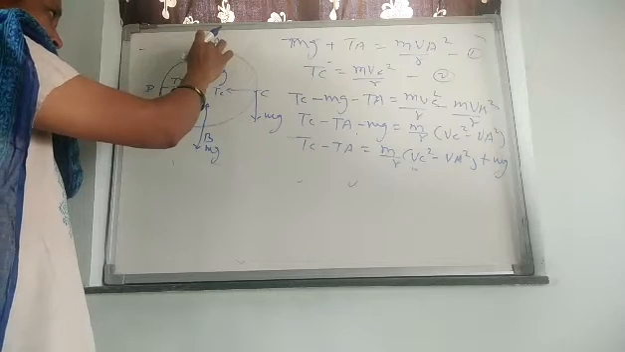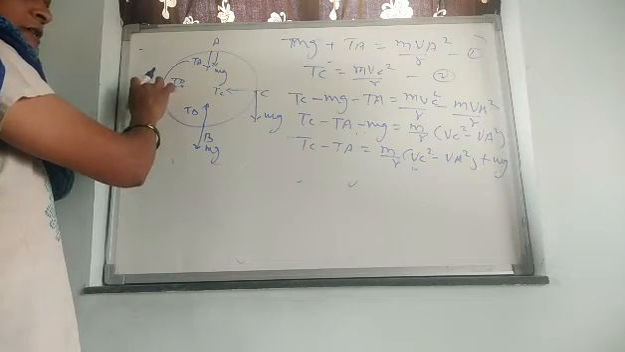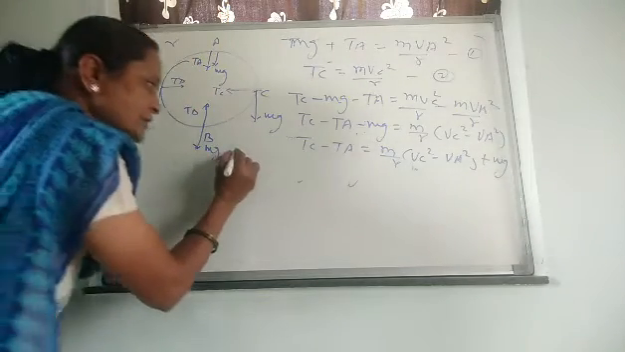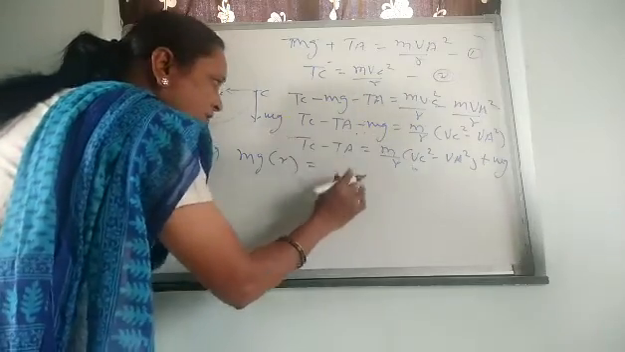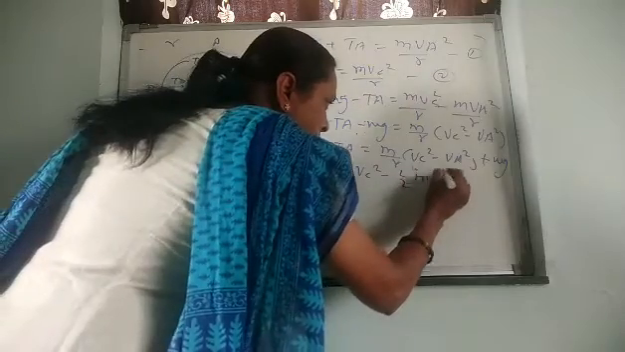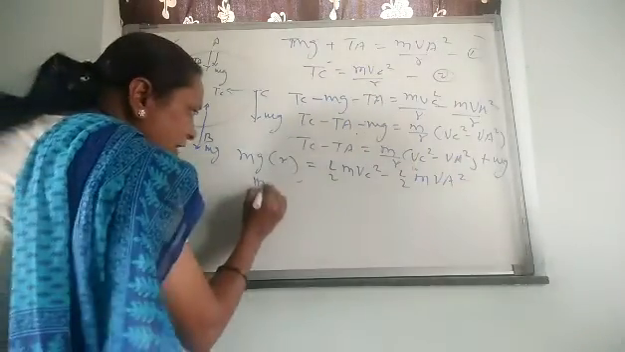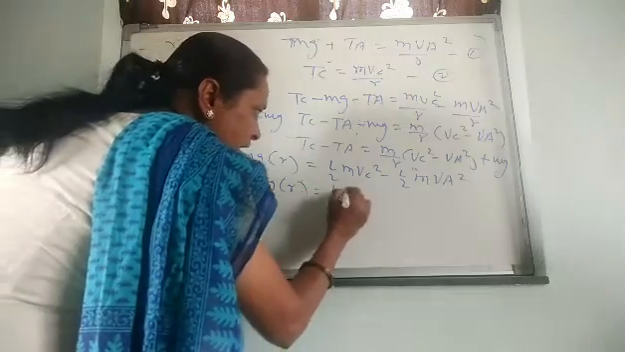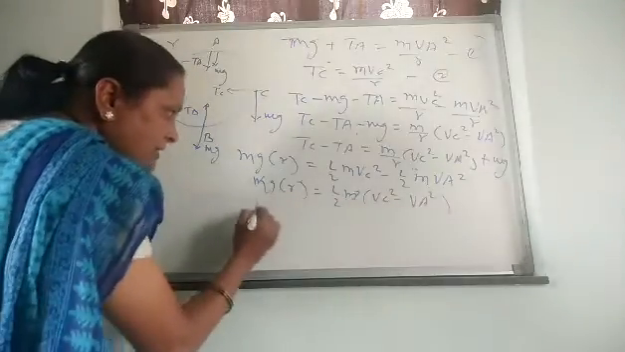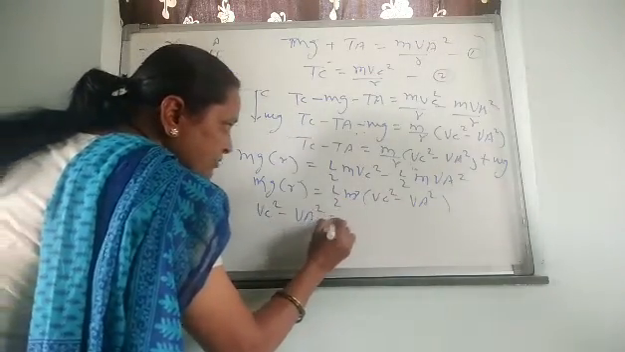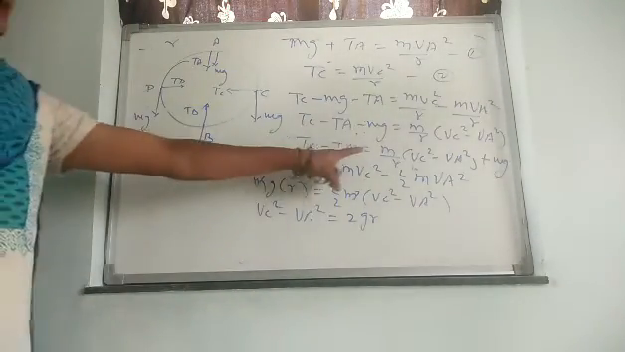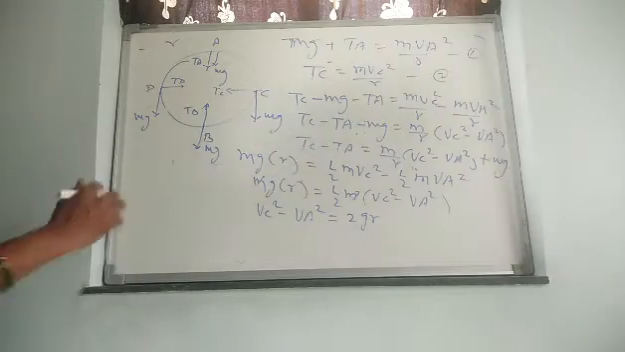As you know, when the object comes from point A to C or from A to D, the decrease in potential energy, with the vertical displacement equal to R, will be mg into R, which is equal to the change in kinetic energy, 1/2 m Vc square minus 1/2 m Va square. This equation we can write: mg into r is equal to 1/2 m into Vc square minus Va square. The m gets cancelled, so Vc square minus Va square is equal to 2gr, and this you can substitute here.